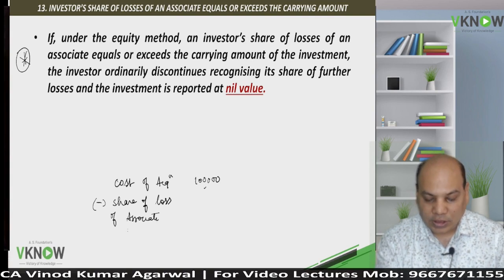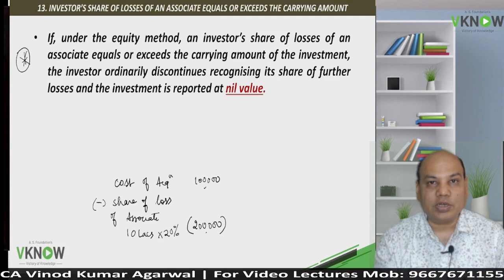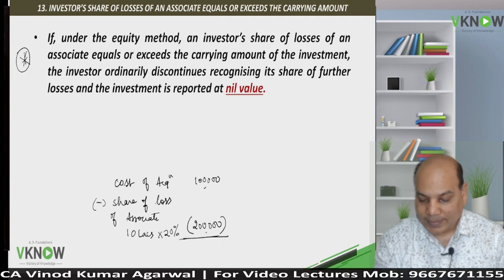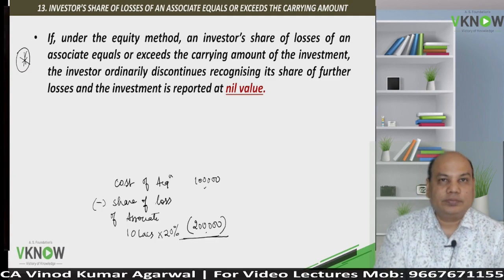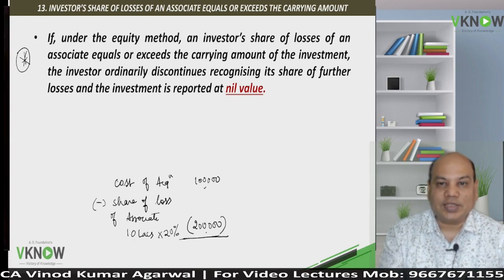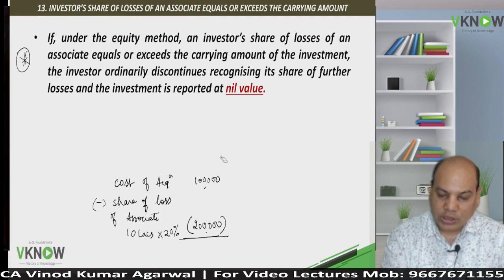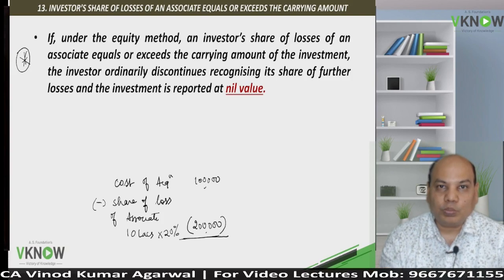Suppose the associate has incurred a loss of 10 lakh and our share is 20%. So mathematically it will come to 2 lakh. But we are equity holders. We are equity shareholders. Our loss cannot exceed the investment made. At the most, what are we going to lose? We are going to lose whatever investment we have made, because we are equity holders. We are not bound to pay more than that.